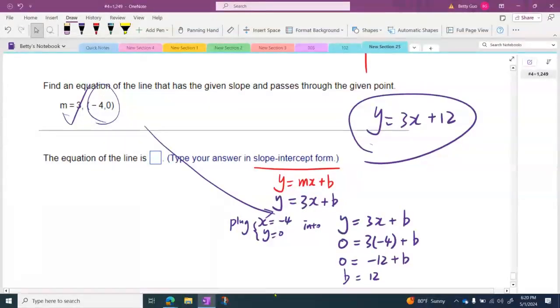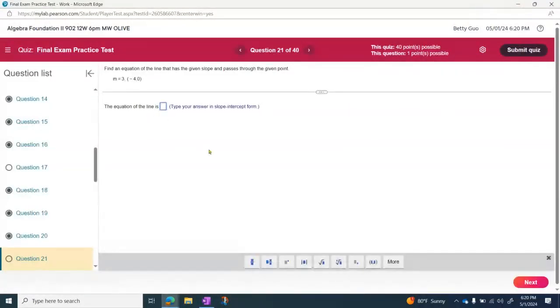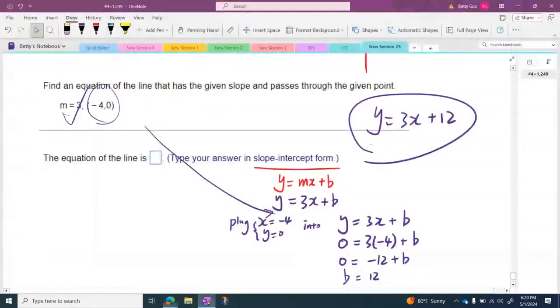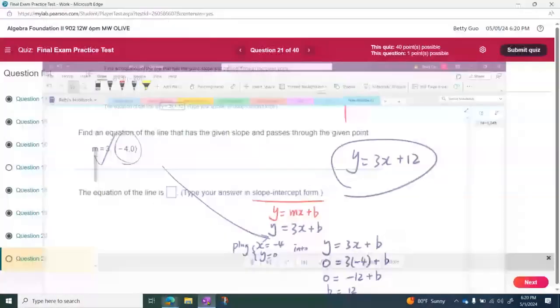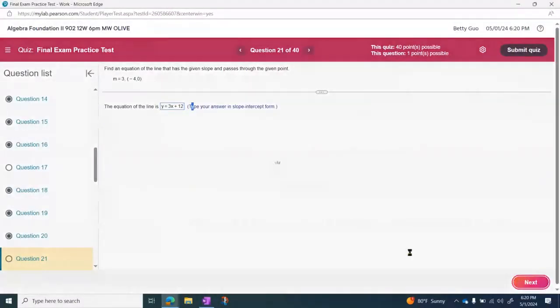So the answer is y equals 3x plus 12. Type the whole equation. Y equals... is that a capital letter? No. Y equals 3x plus 12. Double check. 3x plus 12. Okay, next.